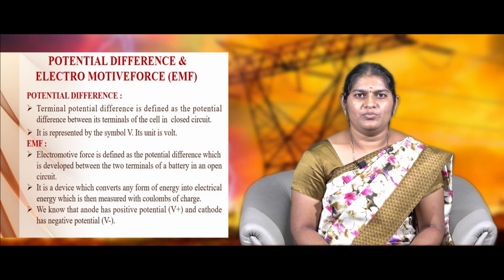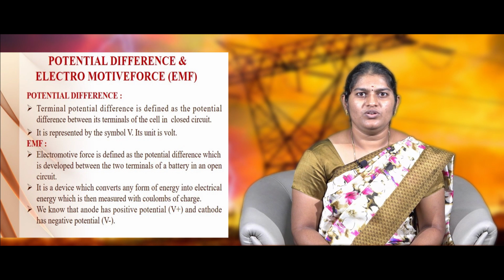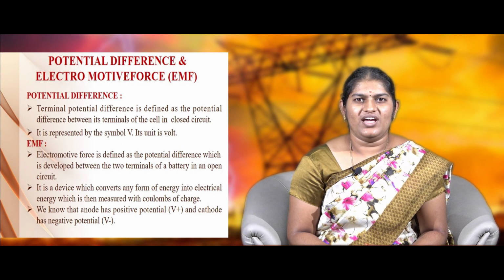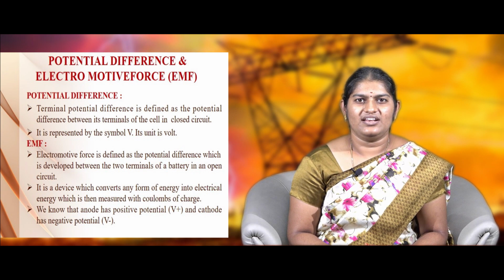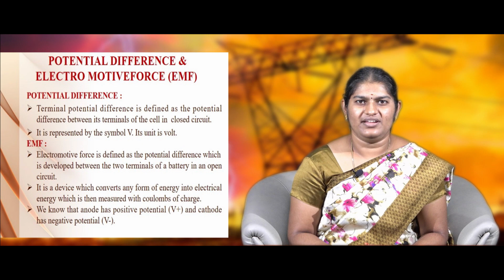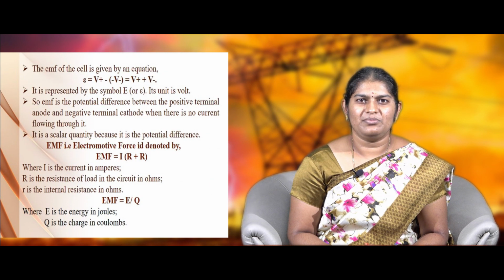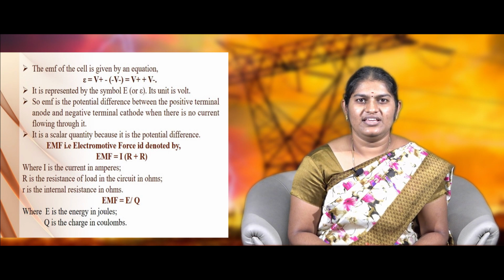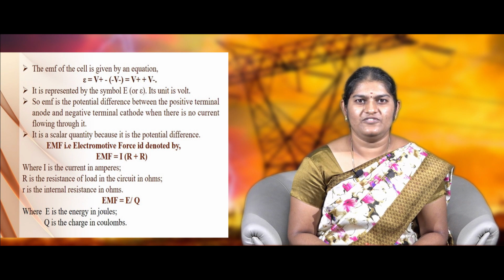Next, we are going to discuss electromotive force, EMF. Electromotive force is defined as the potential difference which is established between two terminals of a battery when it is in an open circuit. It is a device which converts any form of energy into electrical energy, measured per 1 coulomb of charge. We know that the anode has a positive potential V+ and the cathode has a negative potential V−. The EMF of a cell is given by the equation EMF E = V+ − (−V−), so E = V+ + V−.